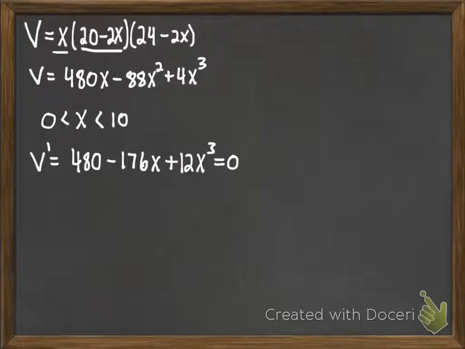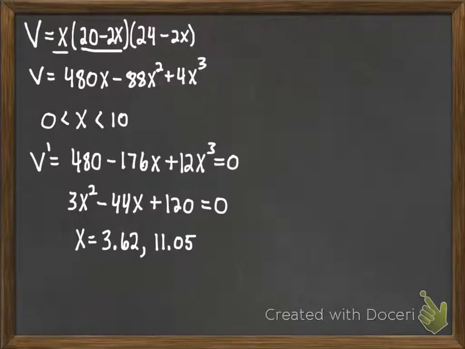So at this point we can solve that equation. Now we can actually divide everything by 4, and then I'm just going to rearrange things. That gives me the equation 3x squared minus 44x plus 120 equals 0. And now we can solve that equation by using the quadratic formula. You may want to pause and go ahead and do that.